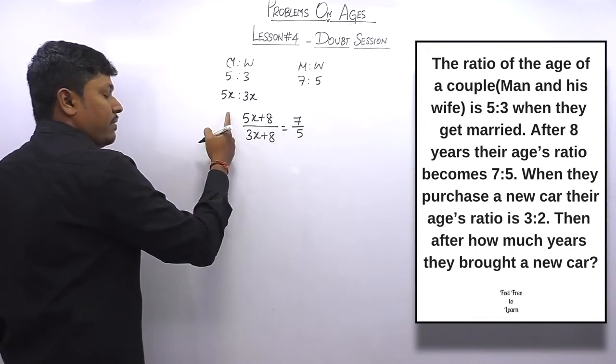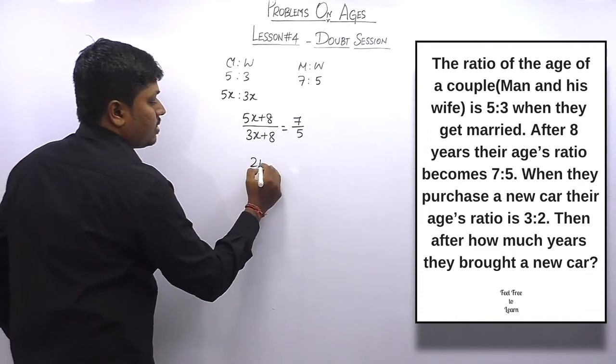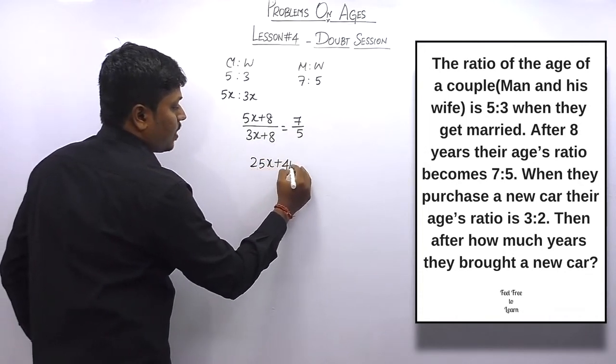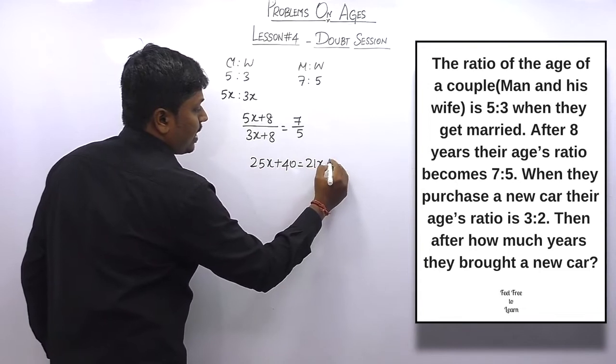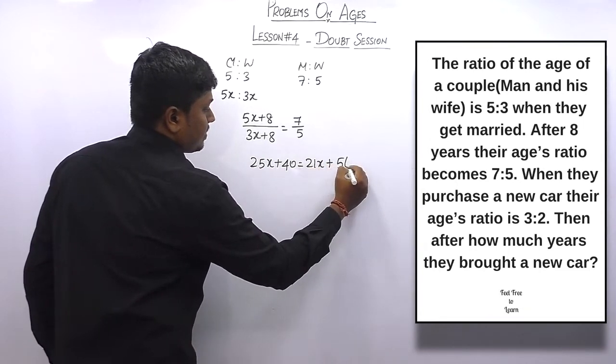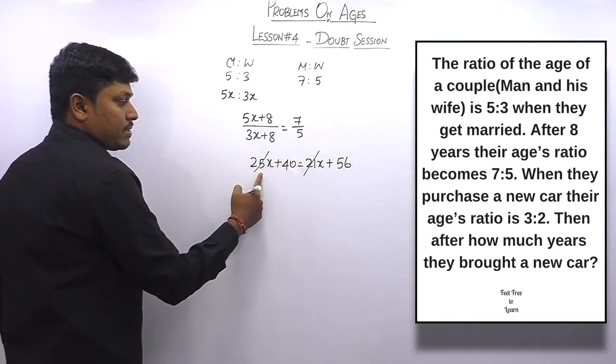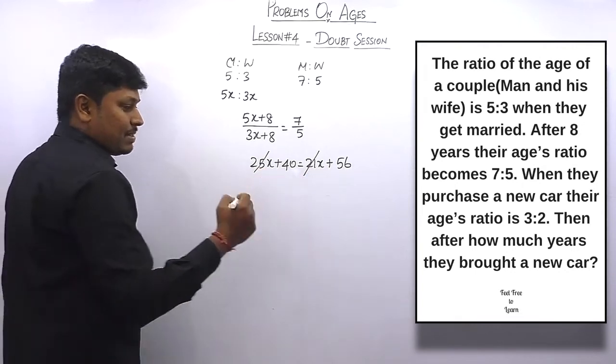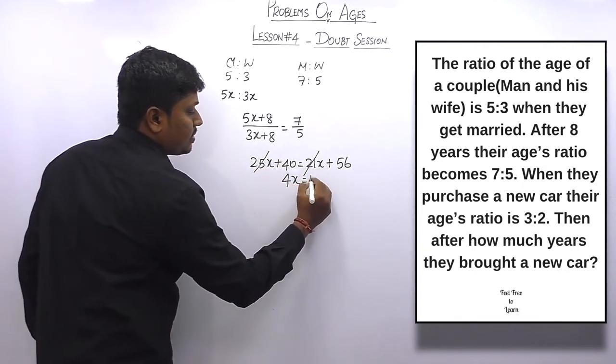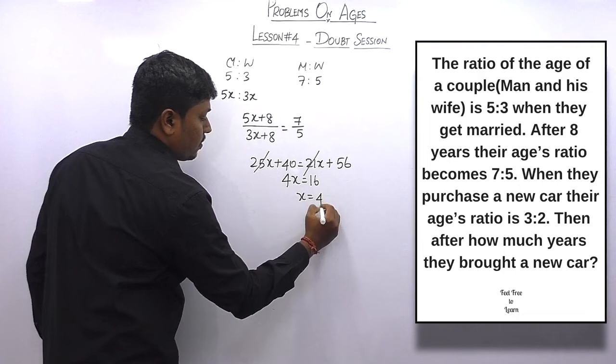So let me do one thing. 5 into 5, 25x. So 25x + 40 = 21x + 56. So I think this will be 4x. 56 minus 40 will be 16. So 4x = 16. So x = 4.